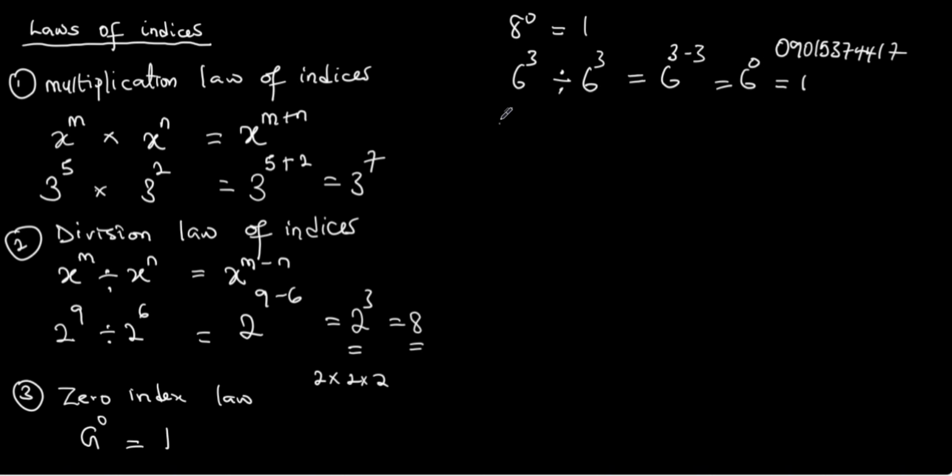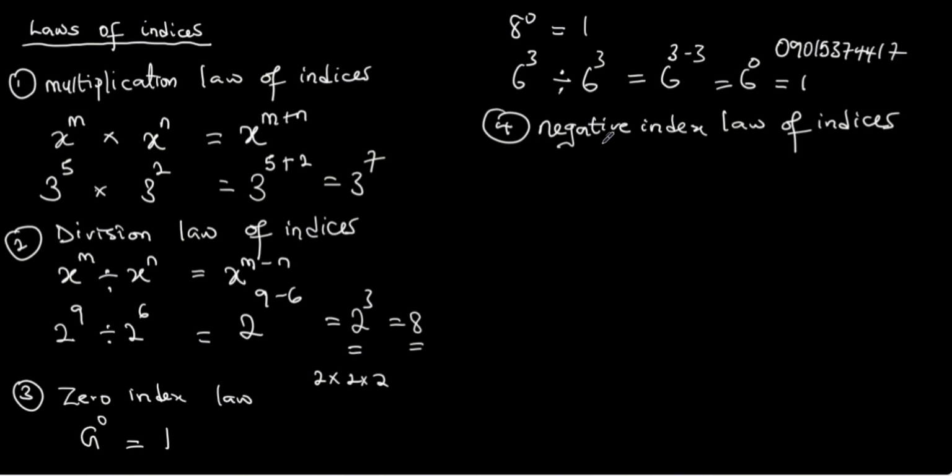Now, the fourth law of indices is the negative index law of indices. Negative index because the index is negative.